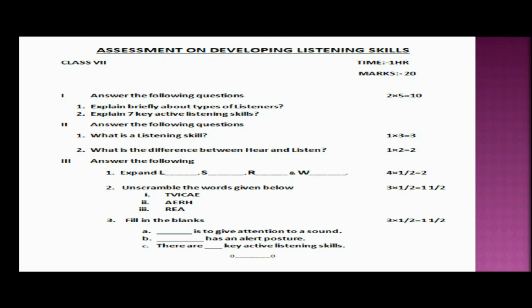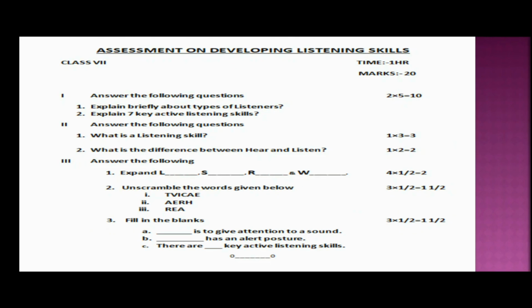And coming to the second one, unscramble the words given below. Here 3 words are given. They are scrambled, so you have to unscramble them and make a meaningful word. I'll read the letters of the words. First one, T, V, I, C, A, E. Second one, A, E, R, H. And the third one, R, E, A. So you have to observe these words and write a meaningful word. Each one carries half mark, so total 3 halves, 1.5 marks.